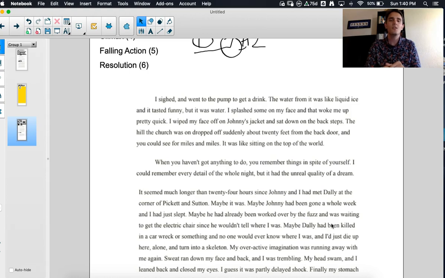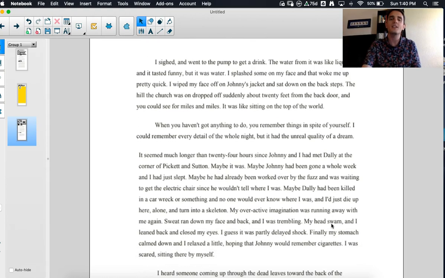The hill the church was on dropped off suddenly about 20 feet from the back door, and you could see for miles and miles. It was like sitting on top of the world. When you haven't got anything to do, you remember, in spite of yourself. I could remember every detail of the whole night, but it had an unreal quality of a dream.